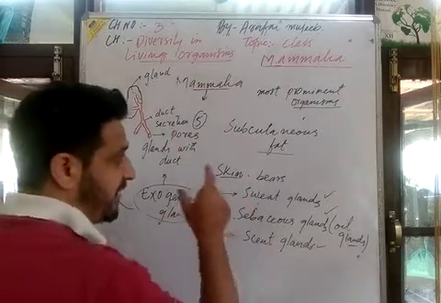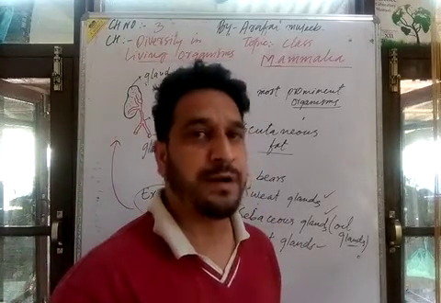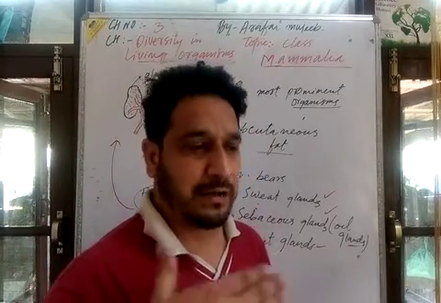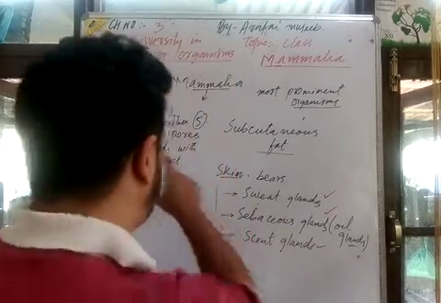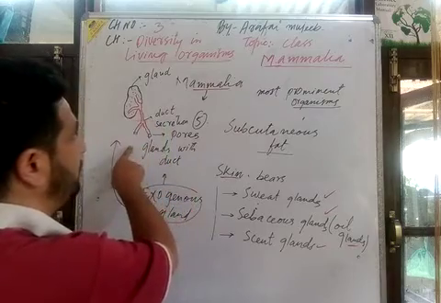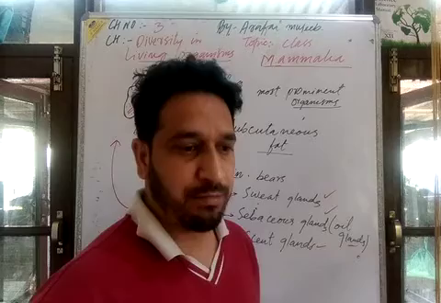That means their skin has numerous, abundant glands, and those glands are exogenous in nature. I already explained with the help of the diagram. Exogenous in nature, their secretion is outside of their body.